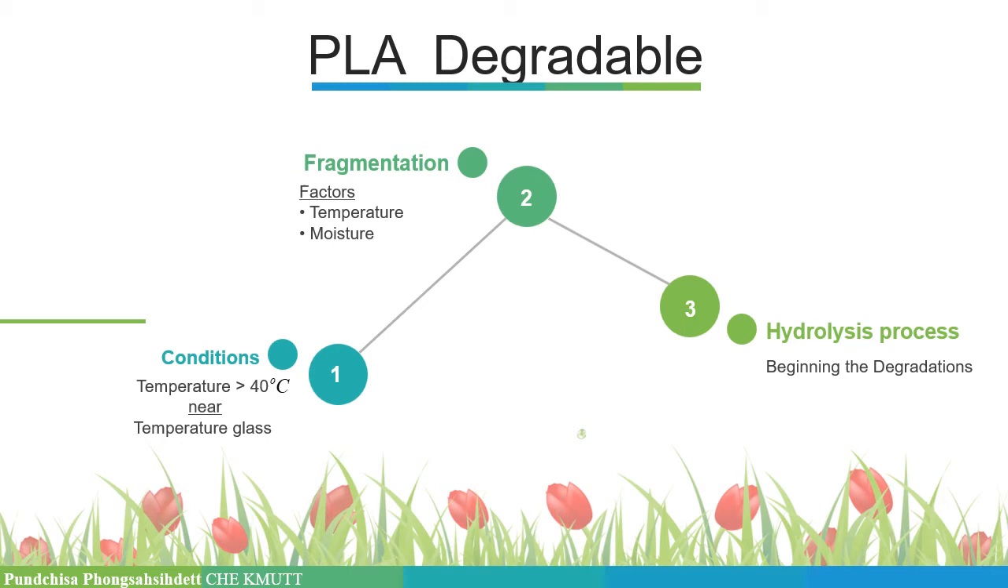Start with PLA degradation. PLA can degrade at temperatures of more than 40 degrees Celsius, near the glass transition temperature of PLA, which equals 55 to 62 degrees Celsius. The next step is fragmentation. This step breaks down plastics into small pieces. The temperature and moisture of landfills are the main factors that affect it. After that, the degradation process begins, called the hydrolysis process.